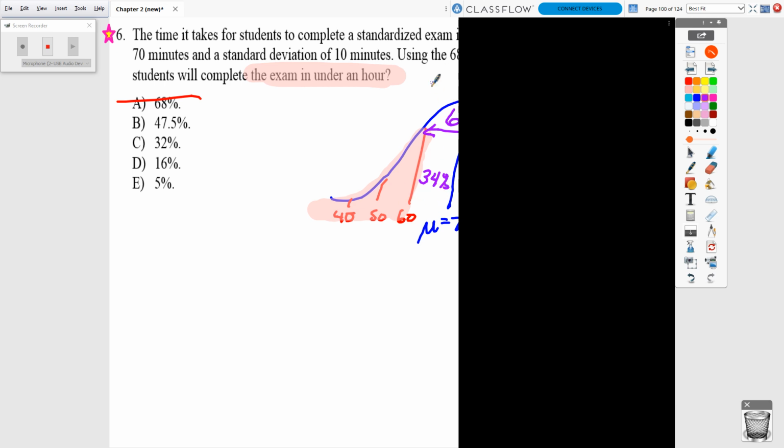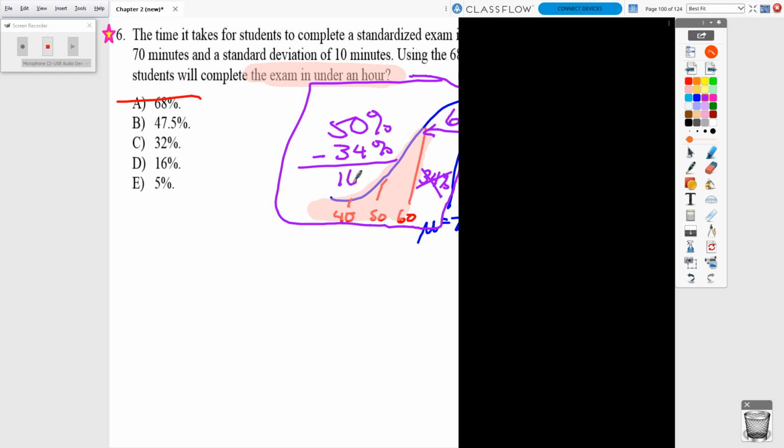But again, how much area is there from the mean all the way down forever and ever and ever? 50%. So I don't want this 34% in that 50%, so what's left over is 16%. Now, if you use normal CDF, you're going to get an answer that's really, really close to 16%.